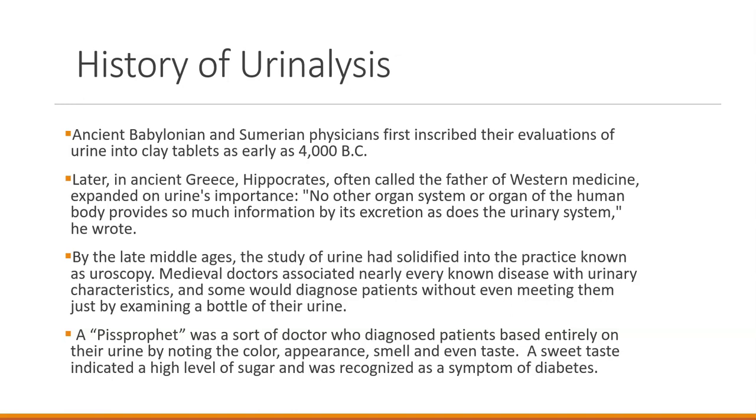By the late Middle Ages, the study of urine had solidified into the practice known as uroscopy. Medieval doctors associated nearly every known disease with urinary characteristics, and some would diagnose patients without even meeting them, just by examining a bottle of their urine. A piss prophet was a sort of doctor who diagnosed patients based entirely on their urine by noting the color, appearance, smell, and even taste. A sweet taste indicated a high level of sugar and was recognized as a symptom of diabetes.